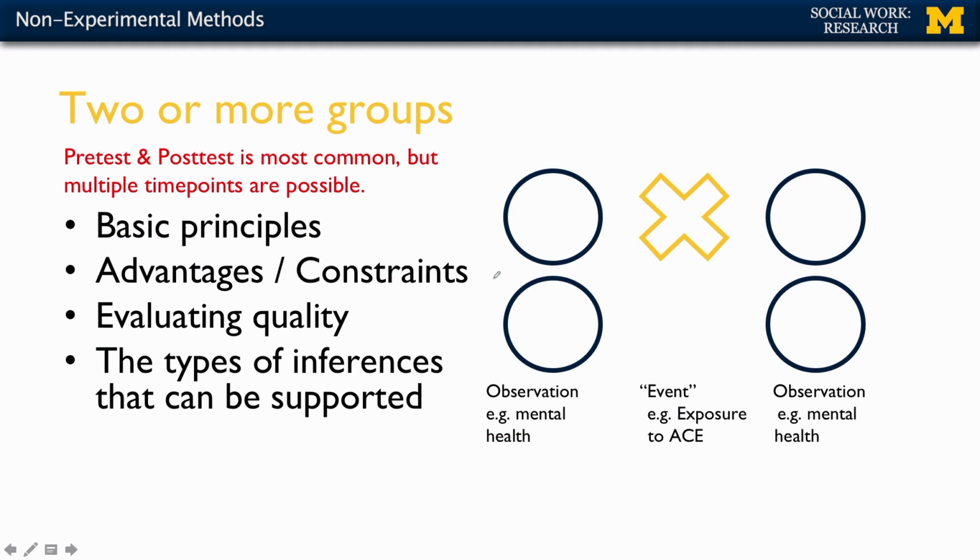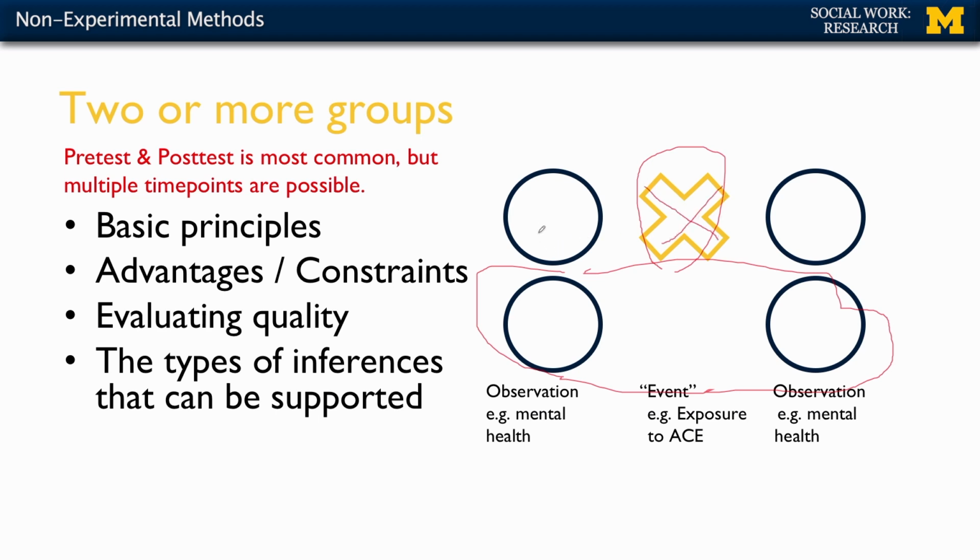It's also an improvement in our research design if we think about adding a second group, and this is a group for whom the event that we are interested in did not occur. So we think about adding a second comparison. Sometimes we call this a control group, but essentially it's a group for whom this event of interest, in this case these adverse childhood experiences, did not occur. We compare them to a group for whom these adverse childhood experiences did occur.